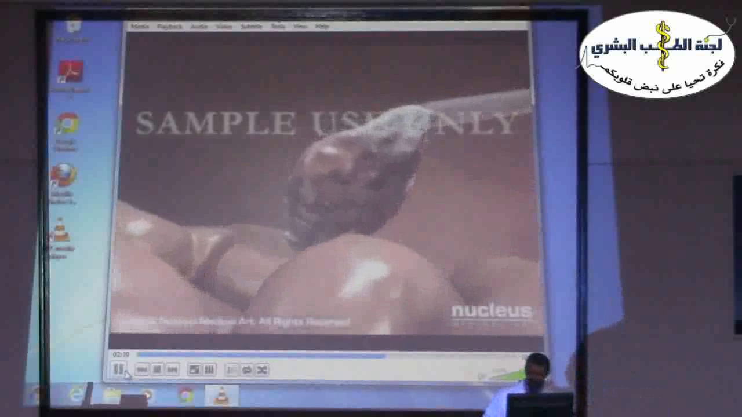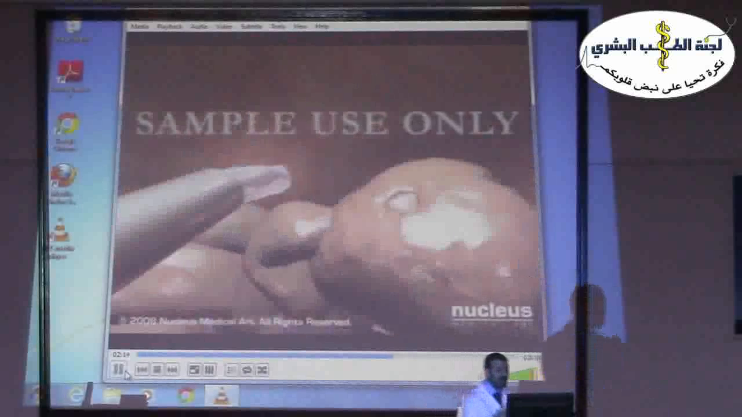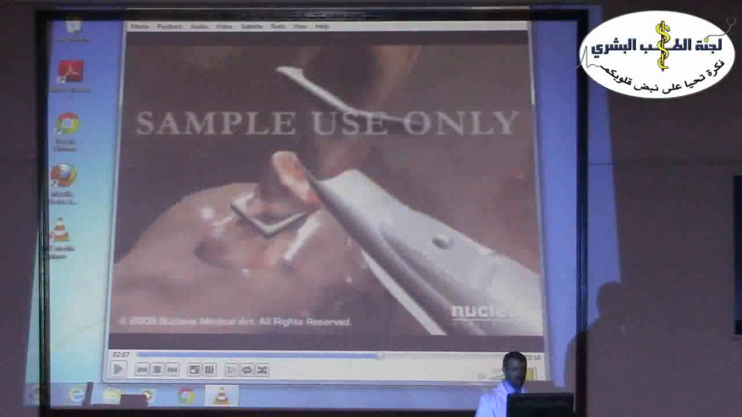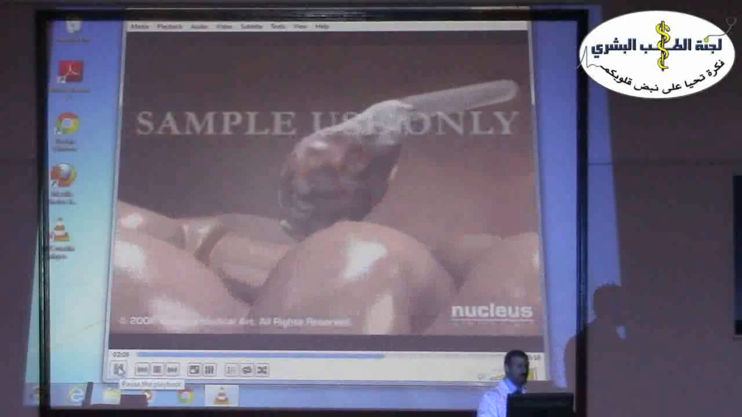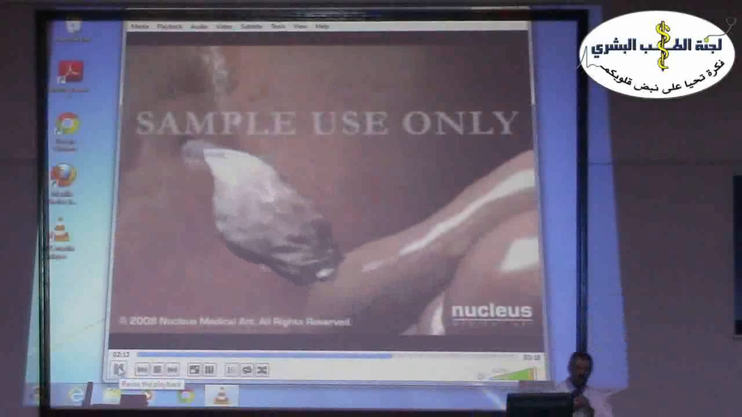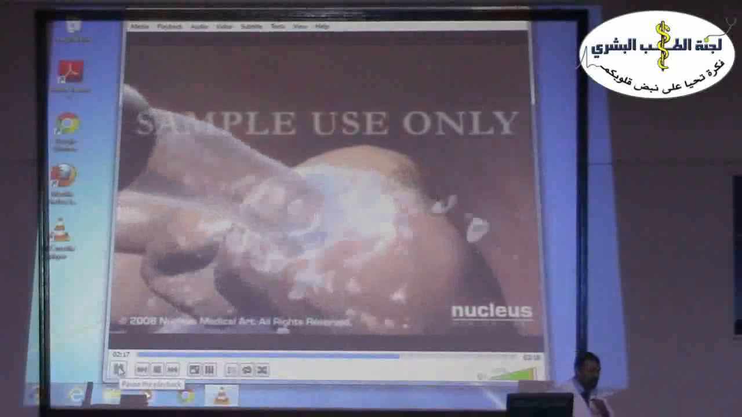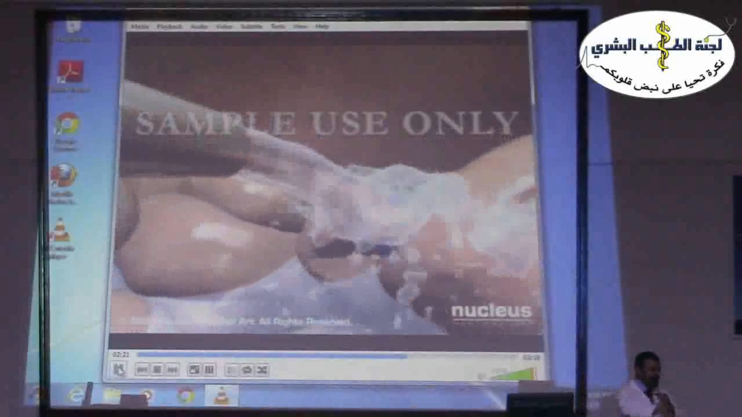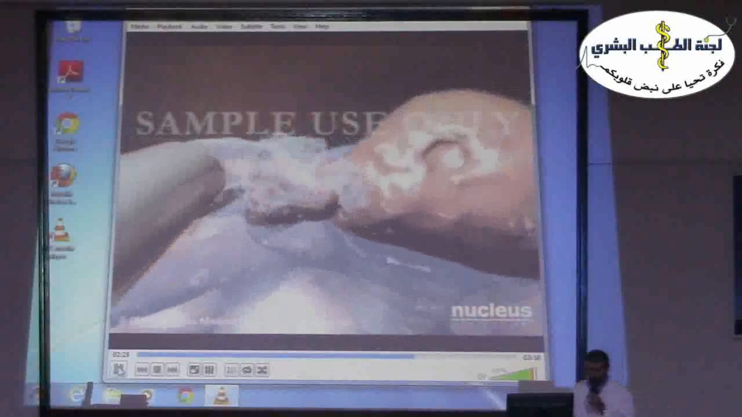Then the appendix is placed into a specimen bag and removed through one of the ports. Why did they insert the appendix in a specimen bag when they remove it? So he cut the appendix, you see, then he inserted it into a sterile bag, because this infected appendix will pass through the abdominal wall. You don't want it to come in touch with the muscles of the abdominal wall, so the infection can spread. So you cover it within a sterile bag and you take it out through the trocars.